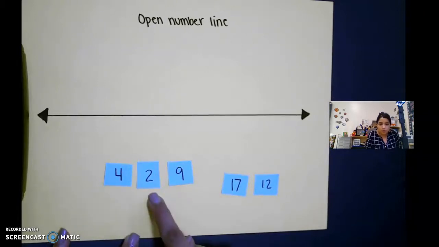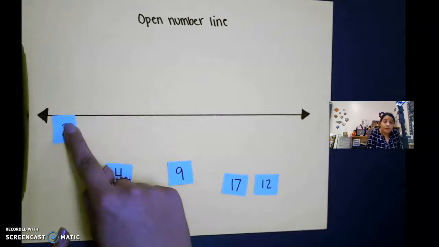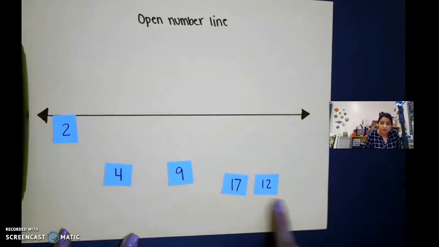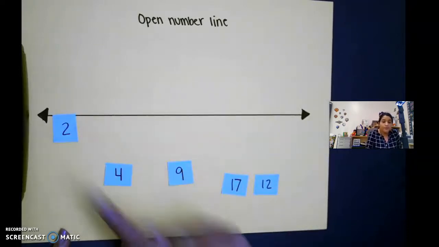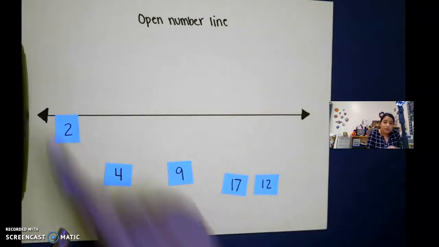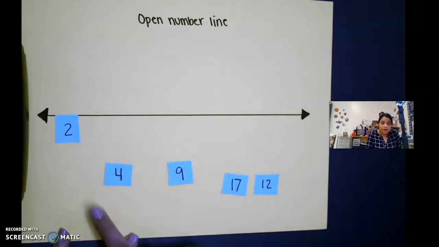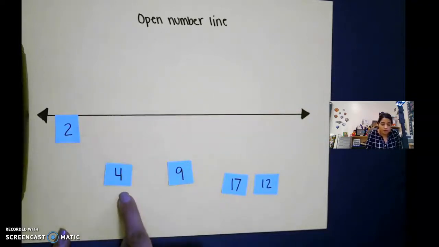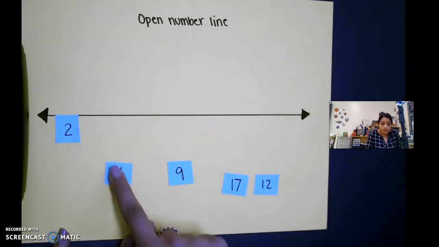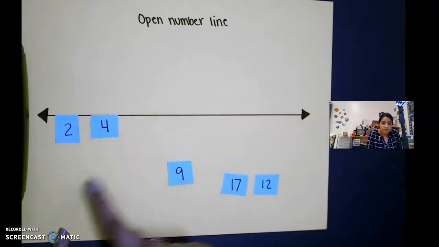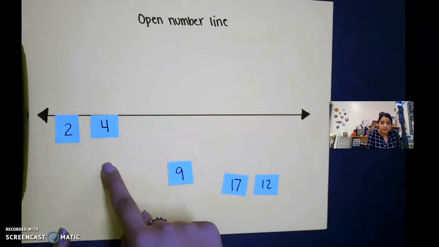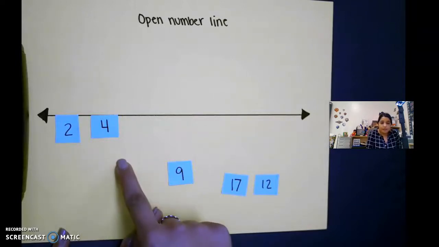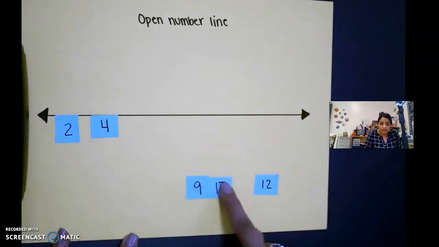1, 2. Okay, so we have 2. So that's our smallest number out of all of them because it's the first one to come up when we count. So now, which one comes next? So we can count on. So 2, 3, 4. Do we have a 4? Yep. So we can put that next to the 2. Since it comes next. Now we need a 9, 17, and 12.